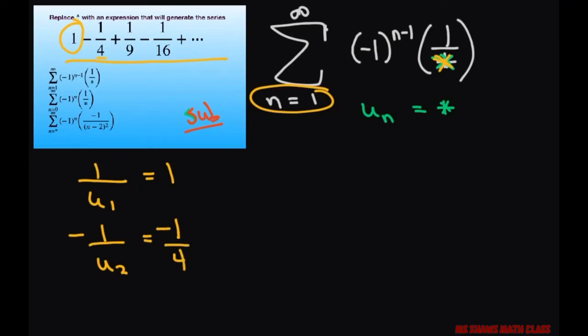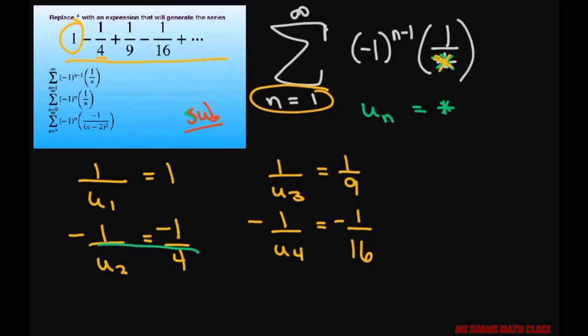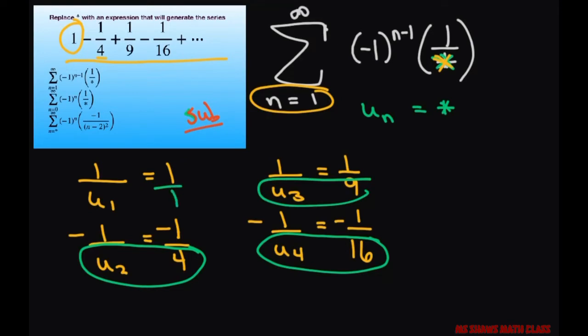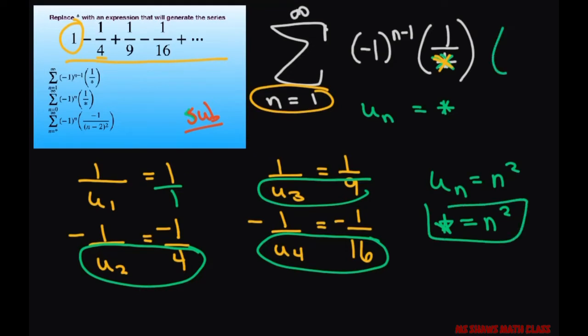That's your second term. Your third term is equal to, and let's write it as a fraction, 1 divided by u sub 3 equals 1/9. And then for our fourth term, negative 1 divided by u sub 4 equals negative 1 divided by 16. So looking at this part right here, and if you want, you can write this in fraction form. We may write u sub n equals n squared. Or we can write the star equals n squared. So this would really be 1 divided by n squared, if you substitute it.